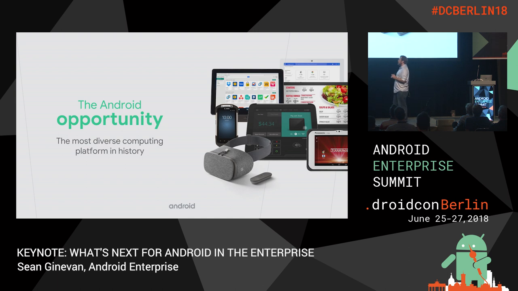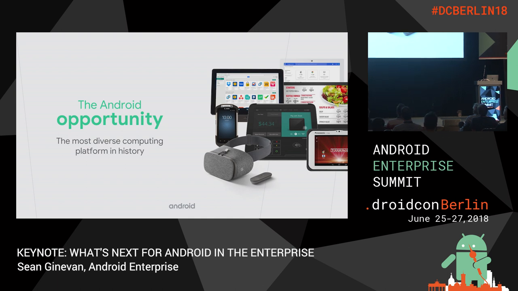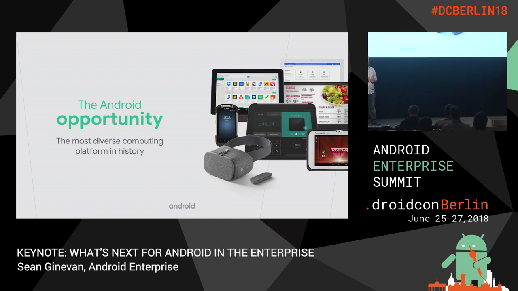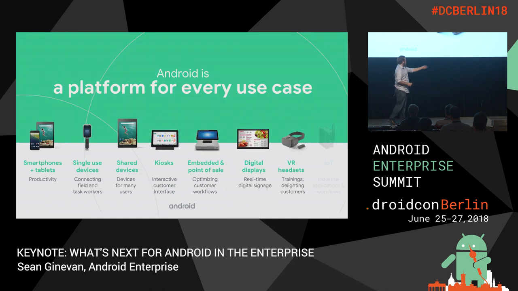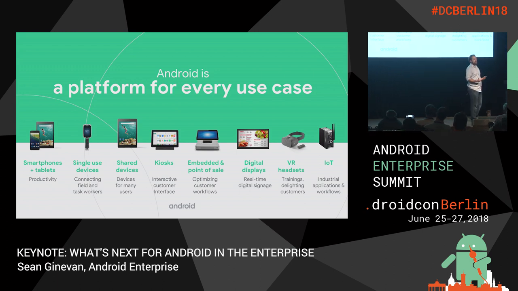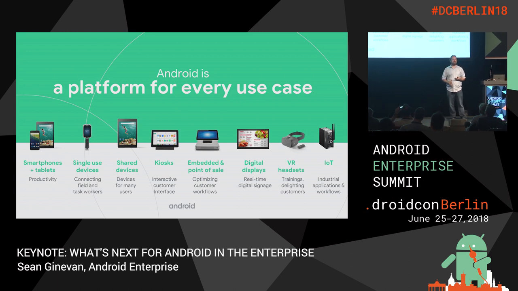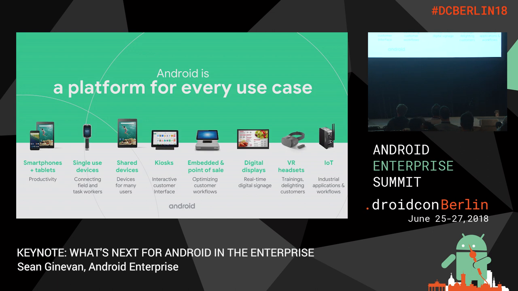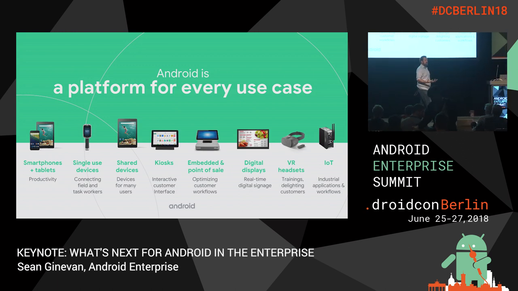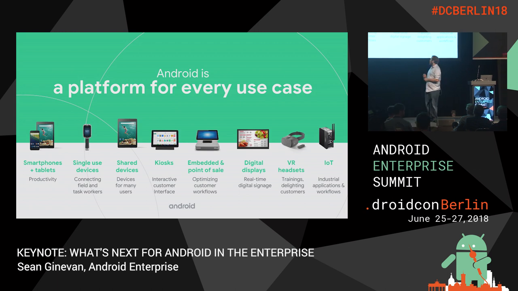We look at Android as really the most diverse computing platform in history. I would challenge folks in the room to find another platform that can span all the way from smartphones and tablets, which we traditionally think about as enterprise mobility, all the way to dedicated devices like those from Zebra out back, barcode scanners, RFID readers, and the like, devices that are used in shared applications like healthcare, kiosk devices. If you've checked into an airline and gotten your boarding pass, there's a better than even chance that that could be an Android device. Embedded point of sale, lots of devices being used now for things like cash registers, all the way out to digital displays, VR headsets, and even the Internet of Things.